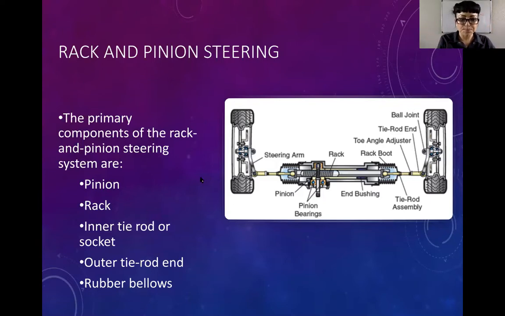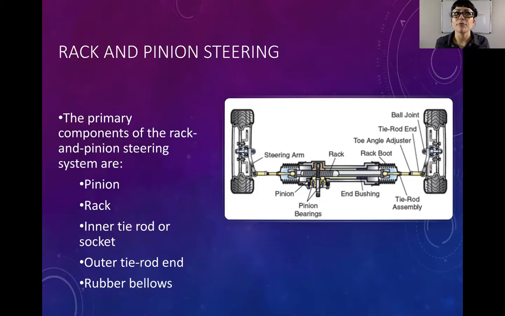Then, to protect these inner tie rod ends, because this is important, we don't want these joints to get damaged because of debris, so we put rubber boots on them. When you see a rack and pinion, you've got those accordion-looking rubber boots. Those are called bellows boots.